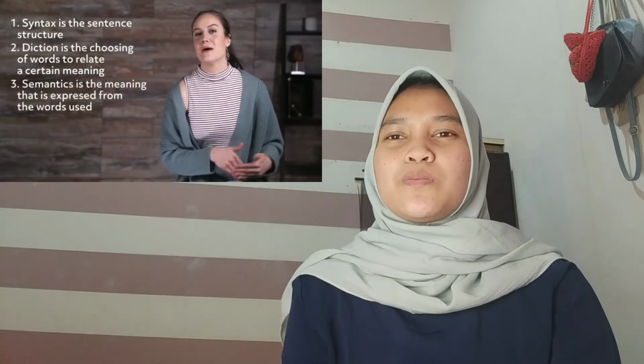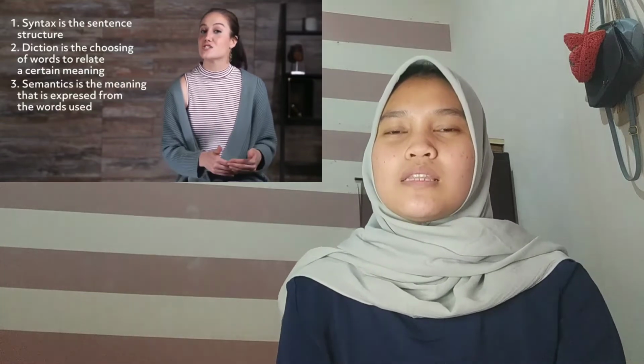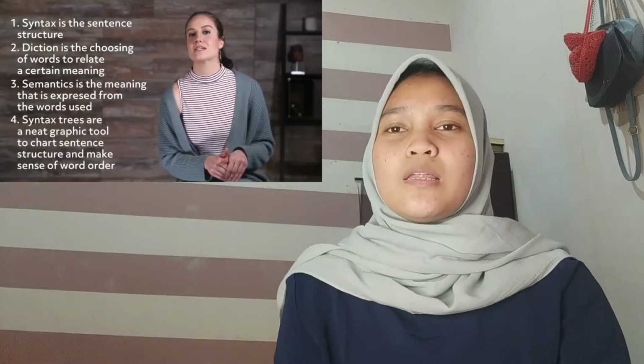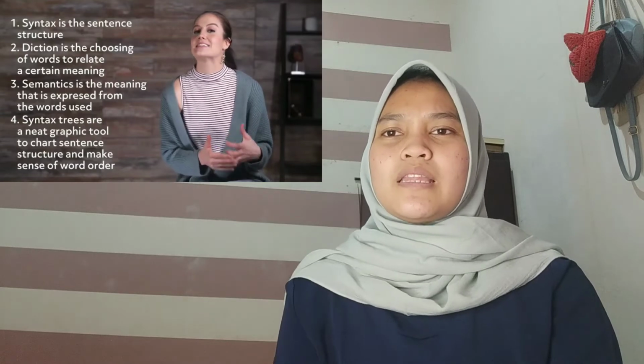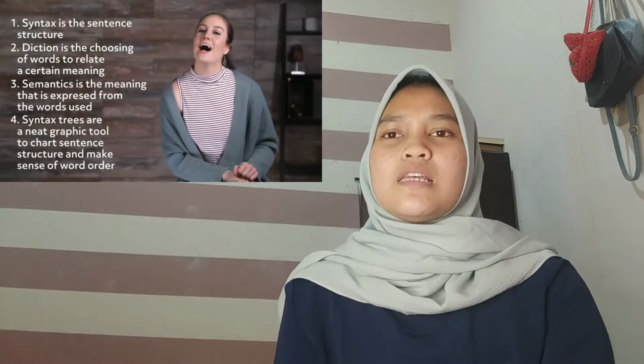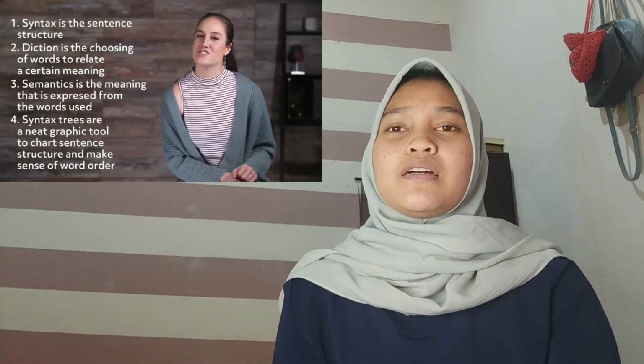Let's have a recap. 1. Syntax is the sentence structure. 2. Diction is the choosing of words to relate a certain meaning. 3. Semantics is the meaning that is expressed from the words used. 4. Syntax trees are a neat graphing tool to chart sentence structure and make sense of word order and how it's functioning in the world of English.